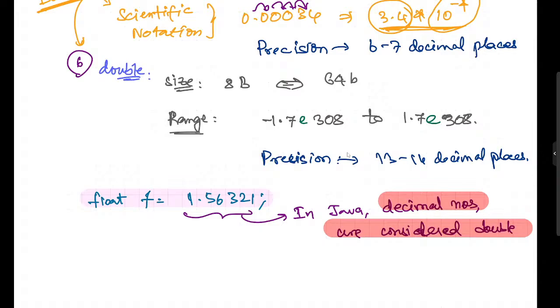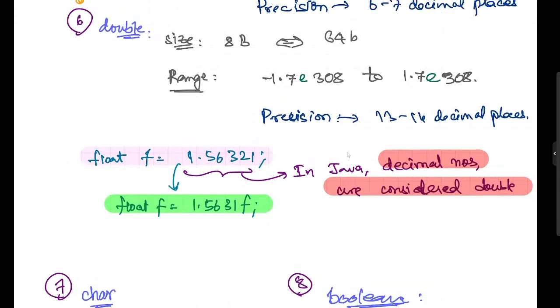So for this to work, what you need to do is write float f is equal to 1.56321f. That is how you make this work, otherwise it won't work. So this will work.